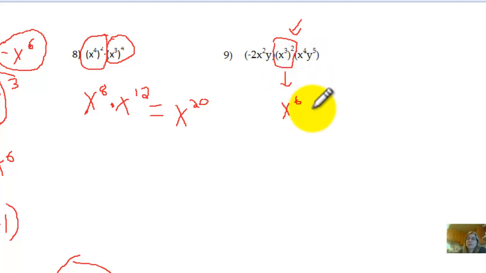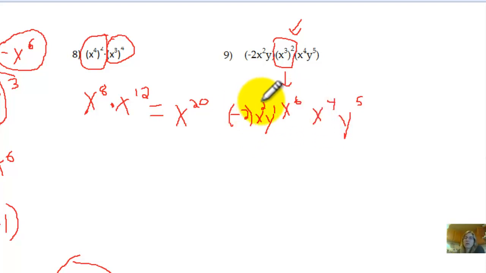And then over here you'll still have x4, y5. And over here you have the minus 2, which I like to keep in parentheses. And then you have x squared and y. Remember, y is y to the 1 power. Okay, so now you've got a number, x, a y, an x, an x, and a y. So let's rearrange. And let me put a little line here because this is problem 9.